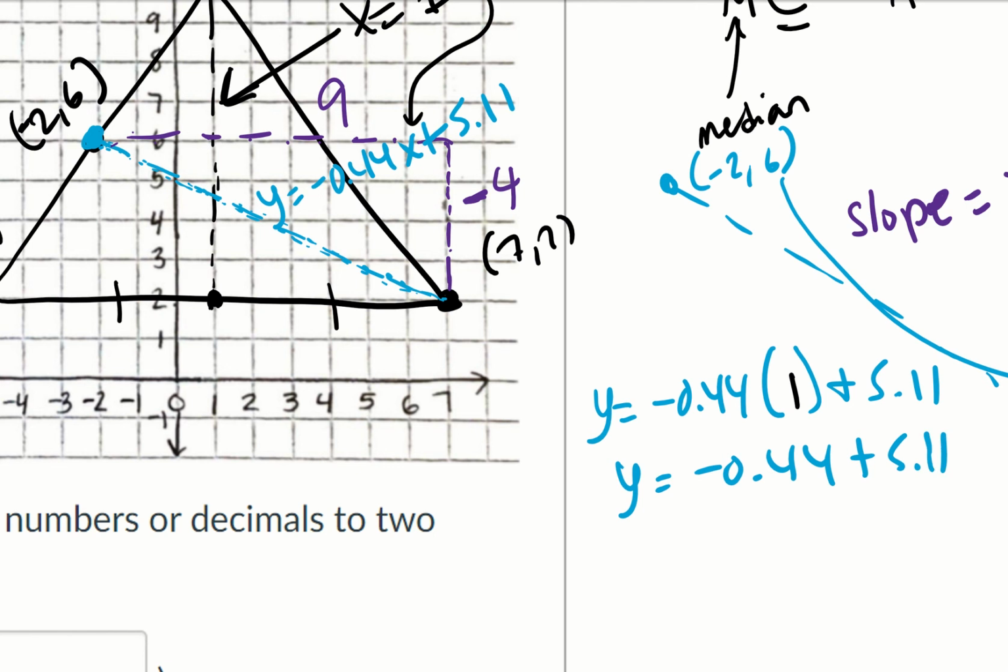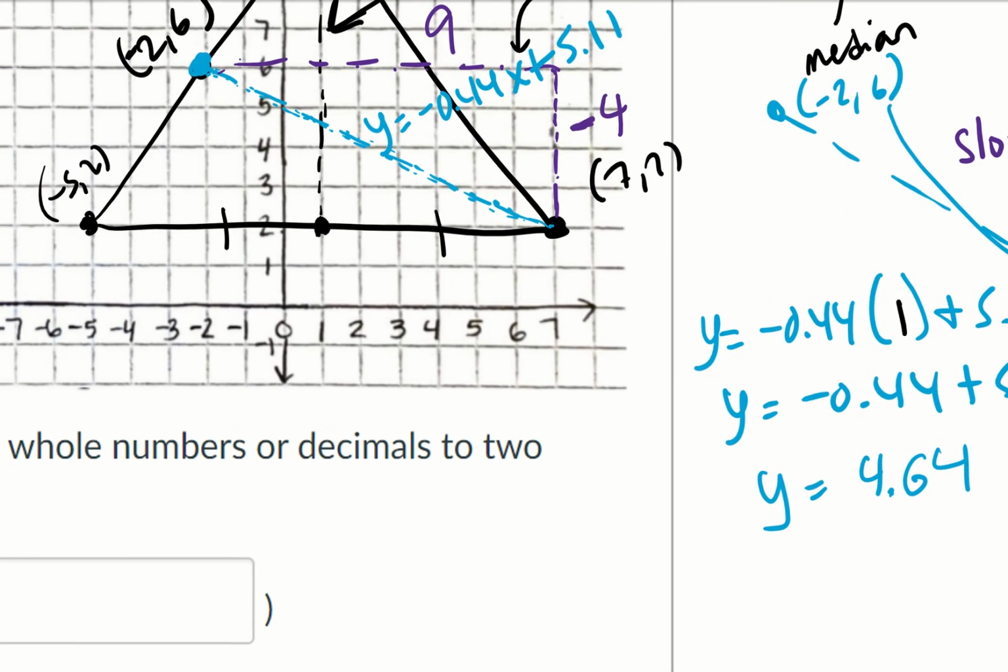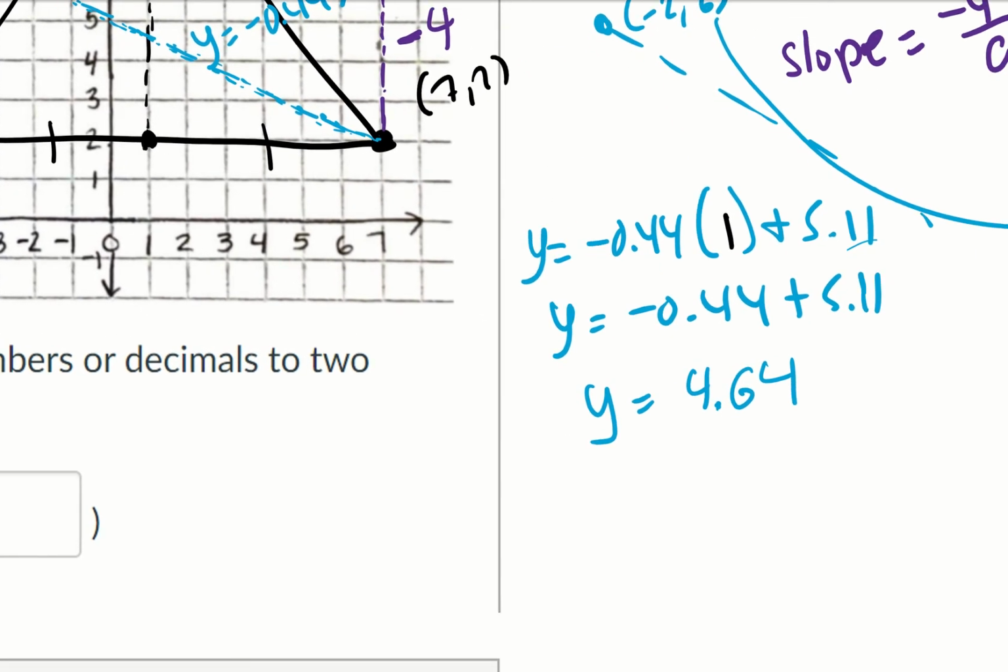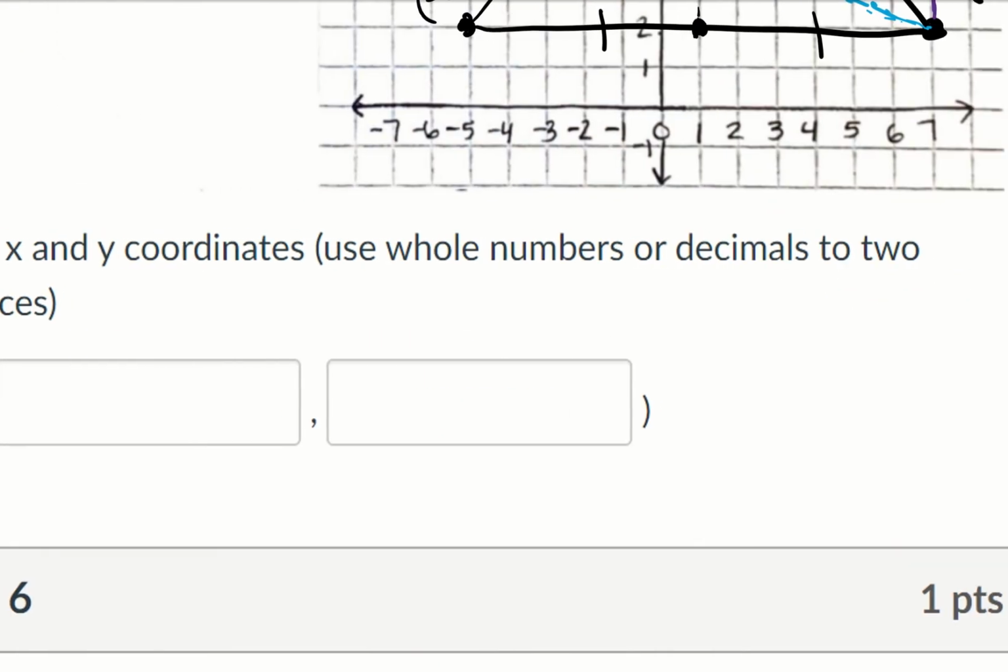$5, I think of it in terms of change. $5.11 minus 44 cents. Let's see here. So we got 4.64. All right, so that is my y value. And we're going to see if that makes sense. So that means my coordinates here have to be 4.64, which makes sense. 4.64, it's a little bit over 4.5. So that makes sense right there. Okay, so we got 4.64.